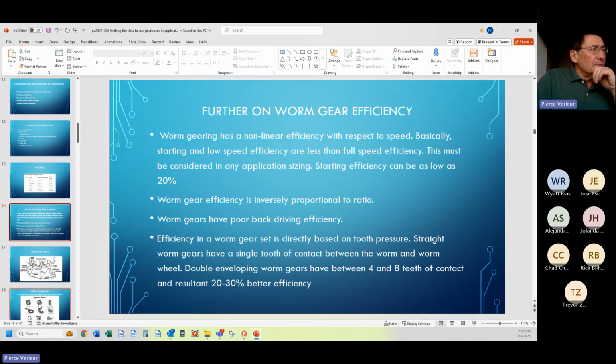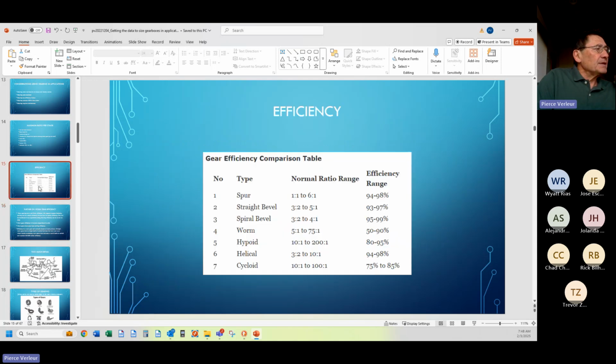Now, worm gears, one of the disadvantages of worm gears is that they're not as efficient as other gears. The planetary gear, for example, would have the helical efficiencies because it's a helical style gear, albeit in a planetary layout, and is going to be 94 to 98% efficient. But look at the worm. The worm can be as low as 50% efficient.